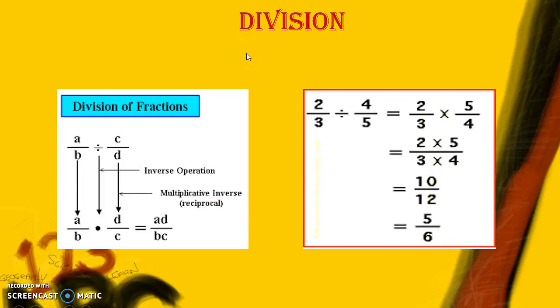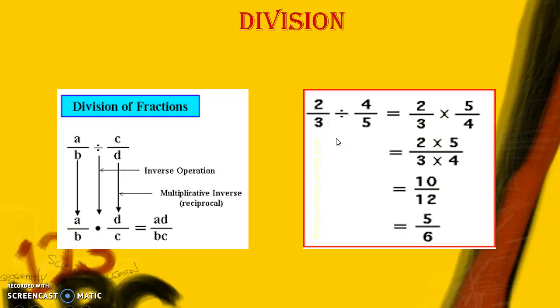The last operation in fractions is fraction division. First step, copy the first fraction, a over b. Second step, change the operation from division into multiplication. Step 3, turn over the fraction c over d, to d over c. So a multiplied by d, we get ad, and b multiplied by c, we get bc.